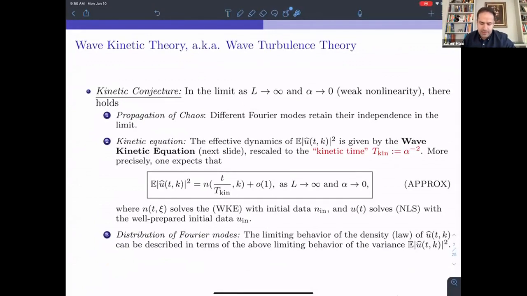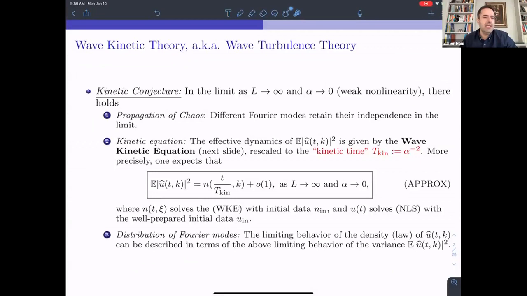So this is what I stated here as a kinetic conjecture. What it states is that in the limit as L goes to infinity and alpha goes to 0, so this is the weak nonlinearity limit, which is the reason why sometimes this theory is called weak turbulence theory, we have the following three conjectures.